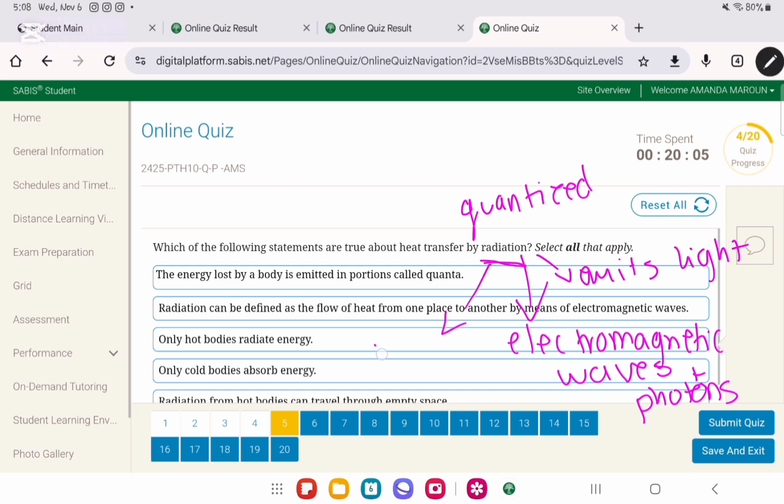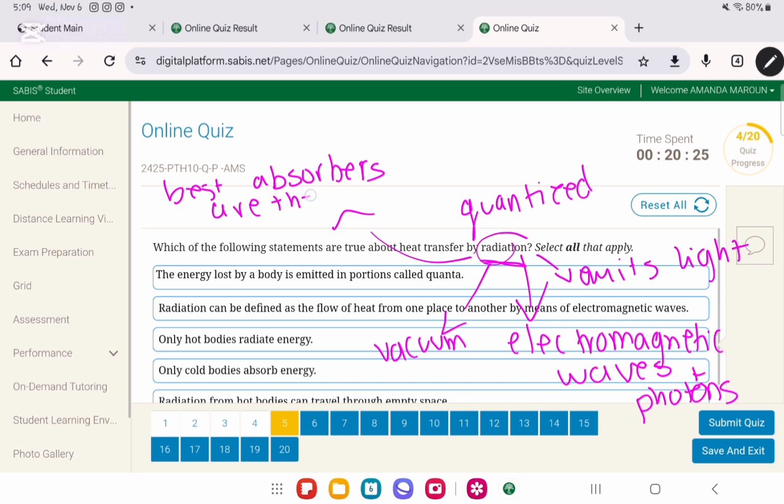Another thing is that radiation can travel through vacuum, all right? And remember one thing, the best absorbers are the best radiators. Meaning, the one that absorbs the most heat is the one that will radiate the most heat. So this is all about radiation. Radiation is quantized, it has a quantity, it can be calculated, it emits light, okay? This light is electromagnetic waves, and photons, which are like particles or bodies, they can travel through vacuum, and remember, the best absorbers are the best radiators.